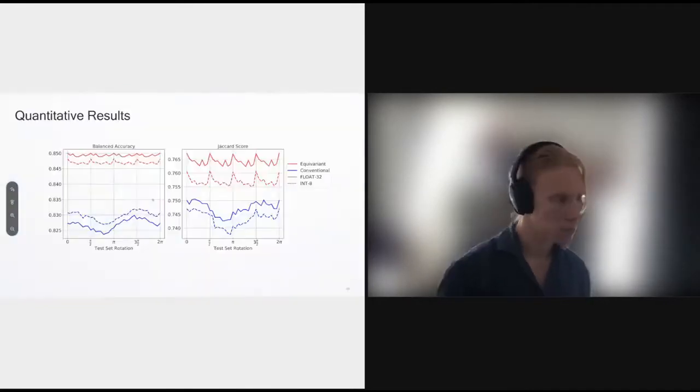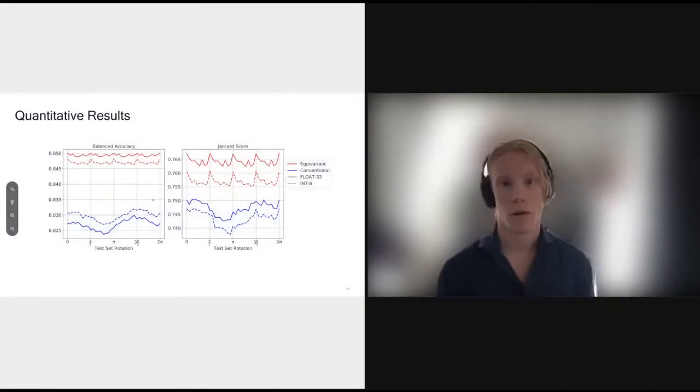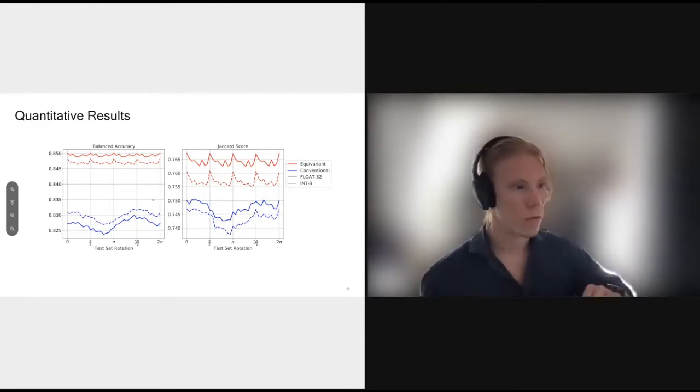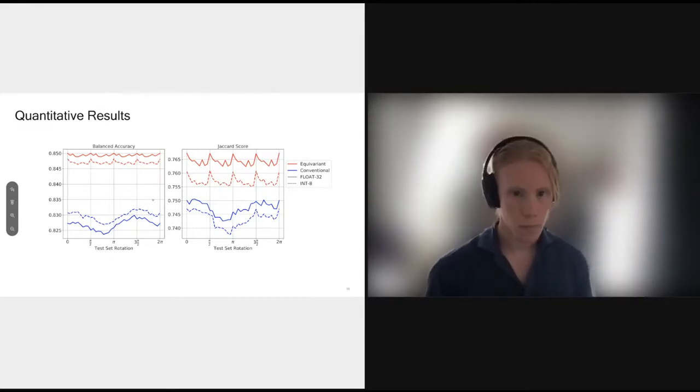Finally, we have a look at some quantitative results. In these 2 plots, we show the accuracy and the intersection over union scores for both the equivariant and the conventional neural networks. The full lines show the models running with full precision arithmetic, so with float values, while the dashed lines show the models after quantization. The red line is the equivariant network, the blue one is the conventional one. We first observe that the equivariant network is always outperforming the conventional one.